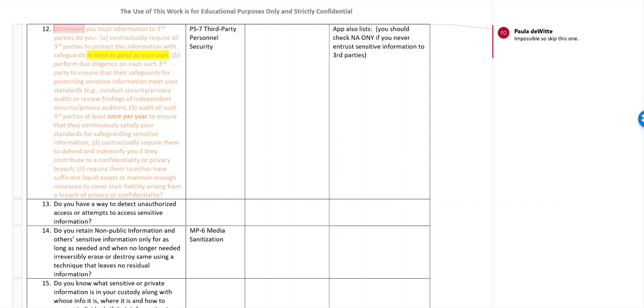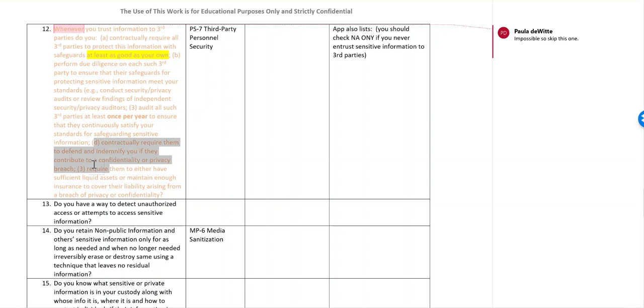D, contractually require them to defend and indemnify you if they contribute to a confidentiality or privacy breach. Well, I'm not sure what you mean by a confidentiality breach, but I'm guessing you mean something to do with sensitive data. But I'm going to contractually require the third party to defend and indemnify you. Now, most lawyers will give you a long definition for indemnify. It would take them 2 minutes. They would use X's and Y's and parties in A and parties in B. I'm going to tell you, indemnify: stand in for. Require them to defend and stand in for you if they contribute to the confidentiality or privacy breach.